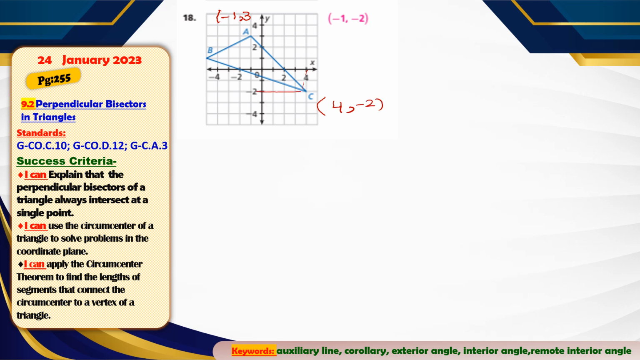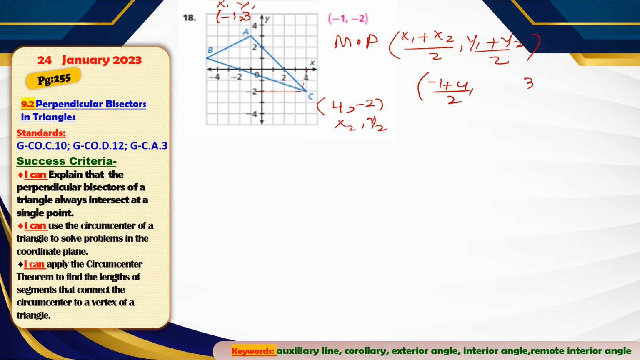Now find the midpoint of AC. So what is the formula? x1 plus x2 divided by 2 and y1 plus y2 divided by 2. So here this is our x1, this one is y1, and 4 and negative 2 are x2 and y2 respectively. So our x1 is negative 1 and x2 is 4, divided by 2. y1 is 3, y2 is negative 2, divided by 2. So the midpoint is 3 by 2 and 1 over 2.